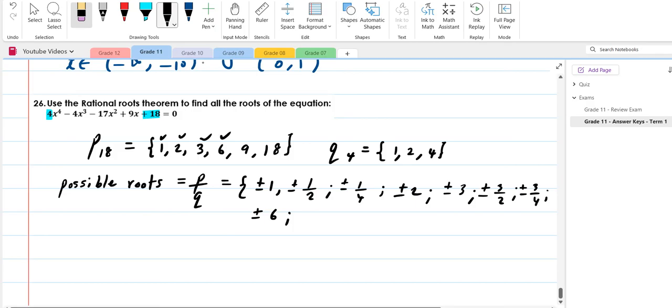Let's move on to 9. So you're getting plus minus 9. Plus minus 9 over 2. Plus minus 9 over 4. Yes, we're done with the 9. Let's move on to 18. Plus minus 18. Plus minus 18 over 2, which is 9, no need to write. Plus minus 18 over 4, which is 9 over 2, no need to write that as well. Now we can close. So these are all the possible roots that we can get.